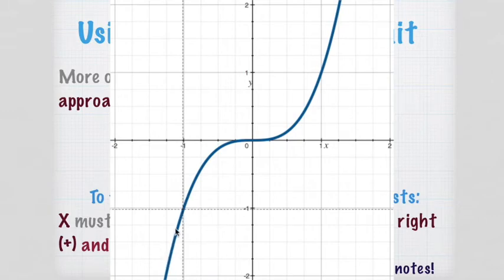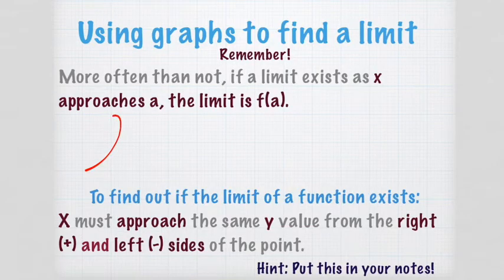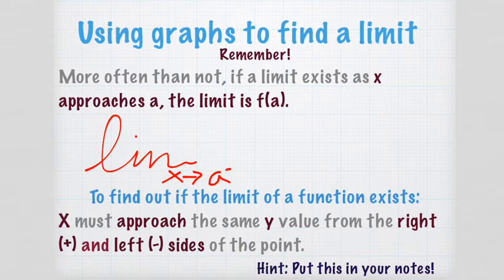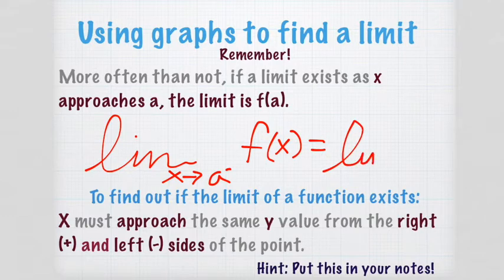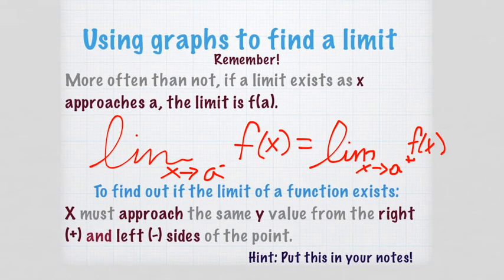The other thing is, for a limit to exist, the function has to go toward the same point from the left as it does from the right. If you had the limit as x goes toward some value a from the left, that's what the negative superscript is, of a function, whether it be x squared, 5x plus 2, etc., and that equals the same thing as the limit as x approaches a from the right, with a positive superscript, of f of x, then the limit does exist. If they don't equal each other, the limit does not exist. That's the only time it will not exist.